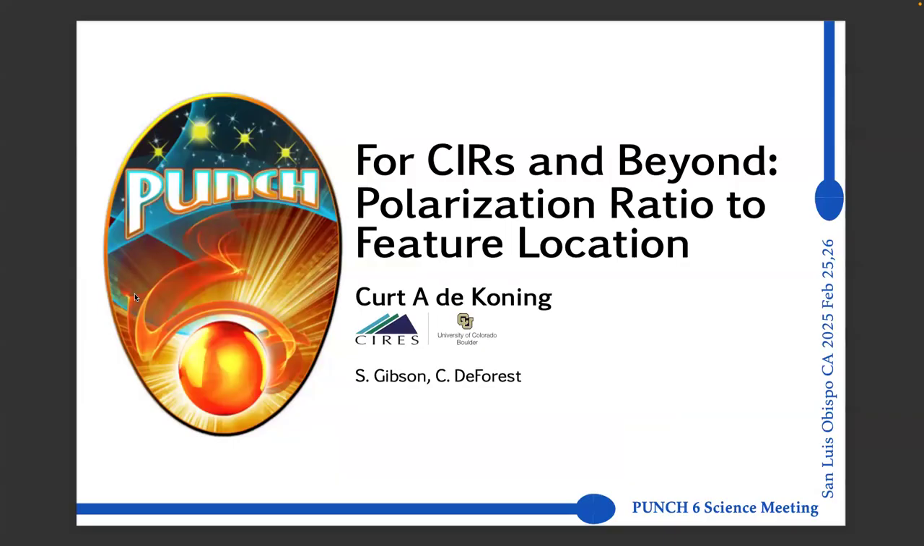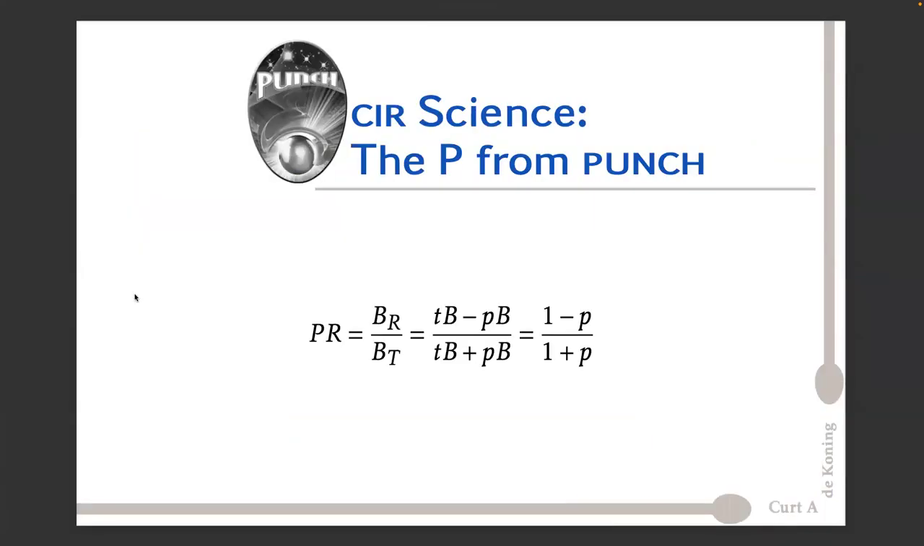All right, good morning. Yes, I'm going to be talking about polarization. CIRs does appear in the title, but most of the talk will actually be about the polarization ratio. So what is the polarization ratio? Well, the polarization ratio, PR, is, in fact, as the name suggests, a ratio between different polarization states. So it's a ratio between radial brightness and tangential brightness.